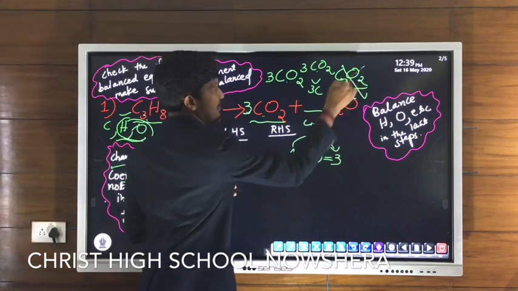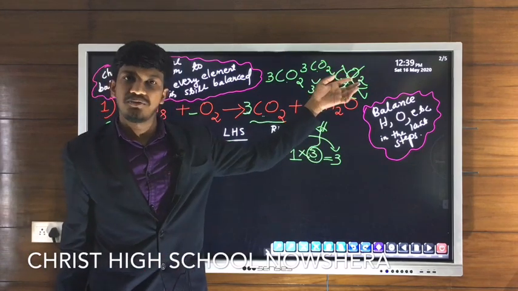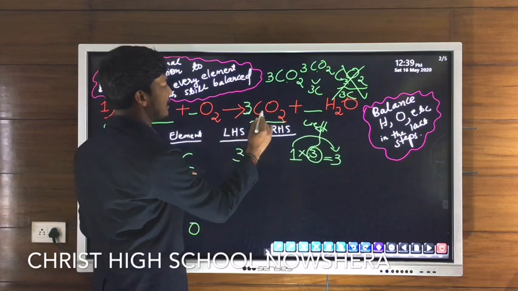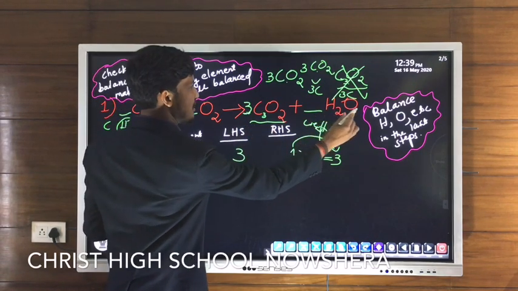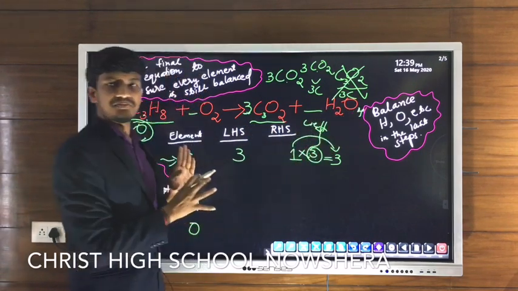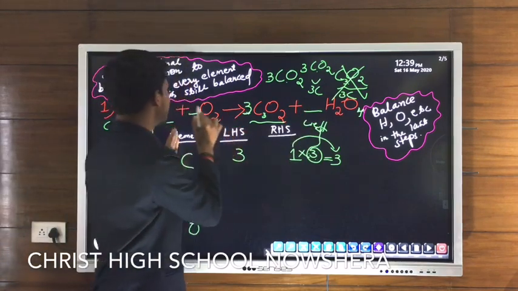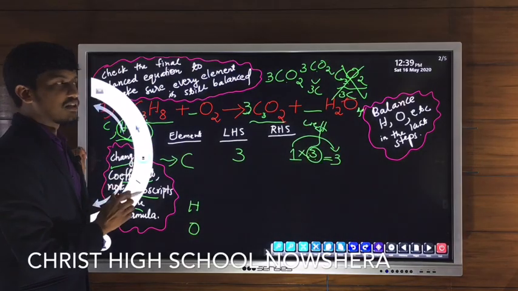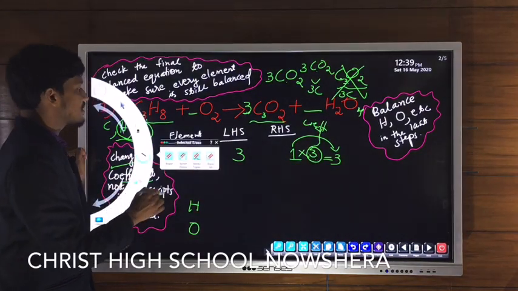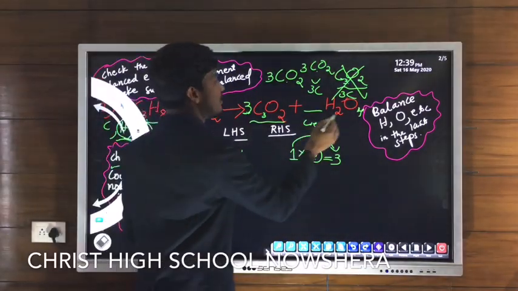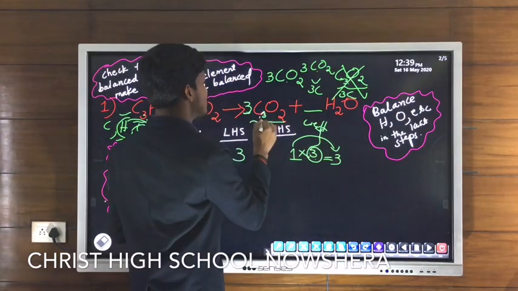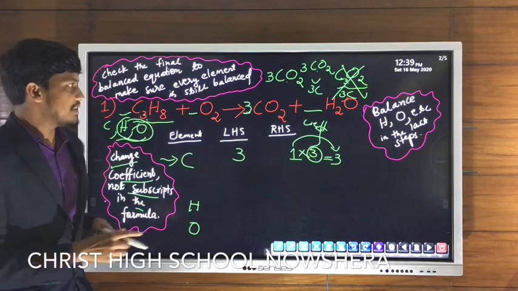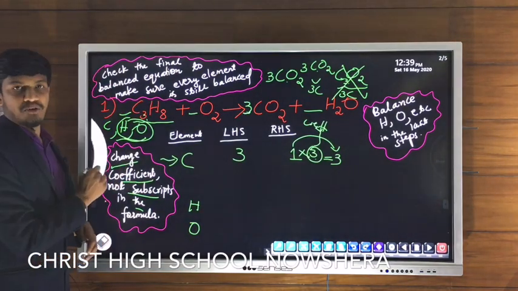But this is wrong. Why? Because we changed the formula of carbon dioxide. That means we cannot change the subscript like this. We can write only a number in front of the formula. That means we can change the coefficient, not the subscripts. So it is not possible to change the subscript. We can change only the coefficient.